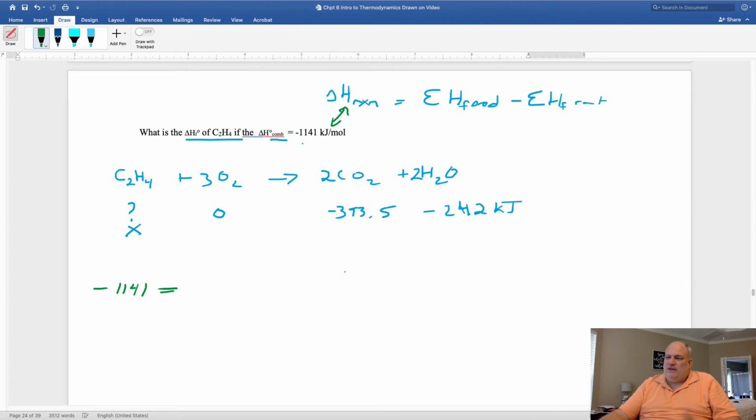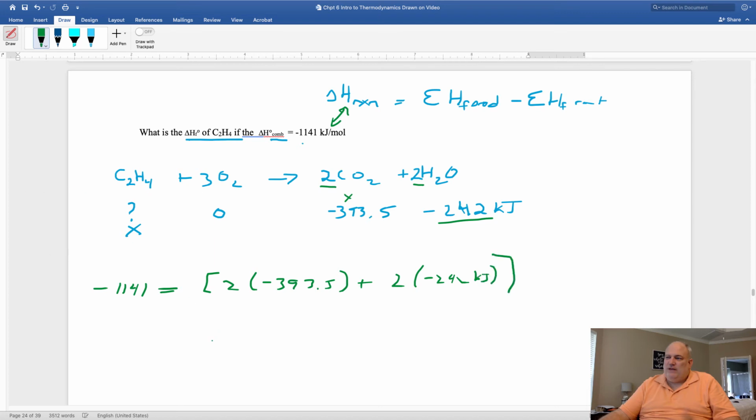And that's going to be equal to our products times their coefficient. So let's start over here. Do we not have 2 times what this is right here? So for our product side, we're going to go 2 times negative 393.5 plus 2, because again, there's a 2 right here, times this. And again, let me remind you, I got these from enthalpy of formation tables, times minus 242 kilojoules.